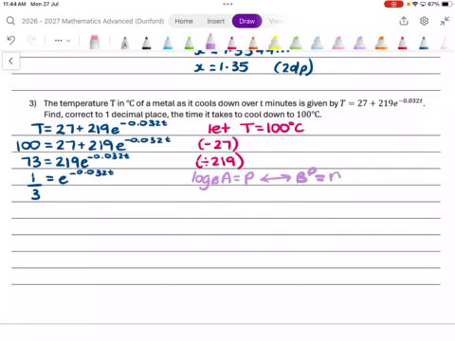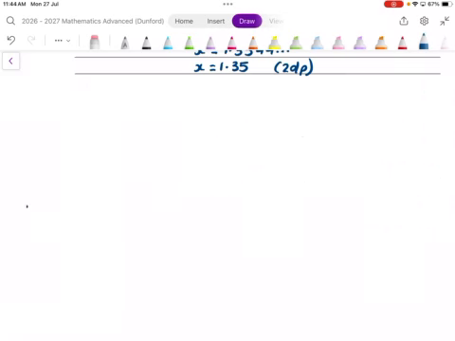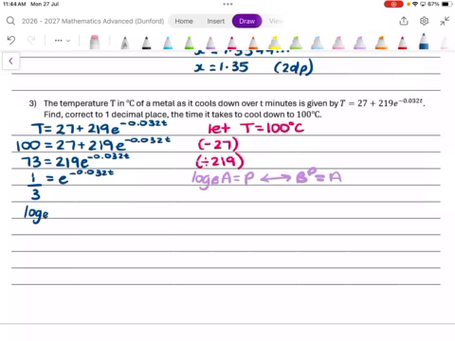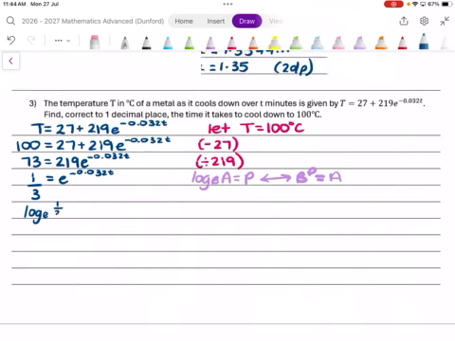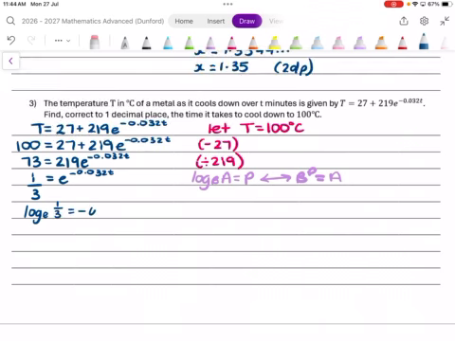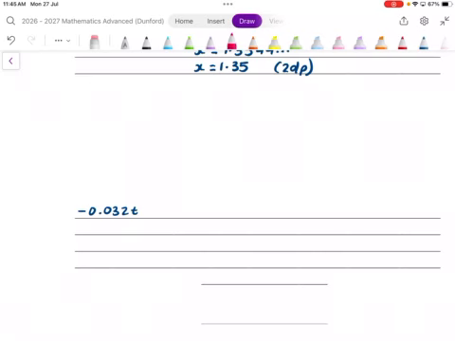So what we will have is log of our base of e, of our answer of a third, equals negative 0.032t. Does everyone get that? Or do I need to use the colours? No? Okay, from here, we want to find t.